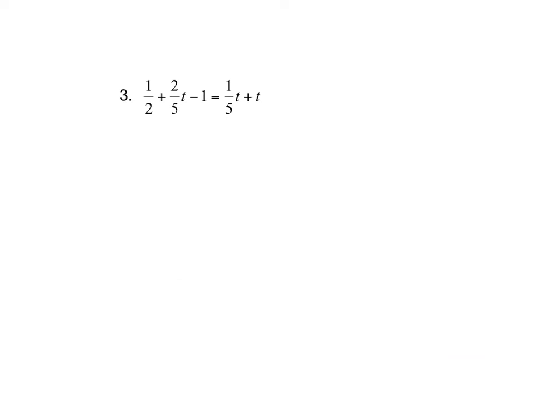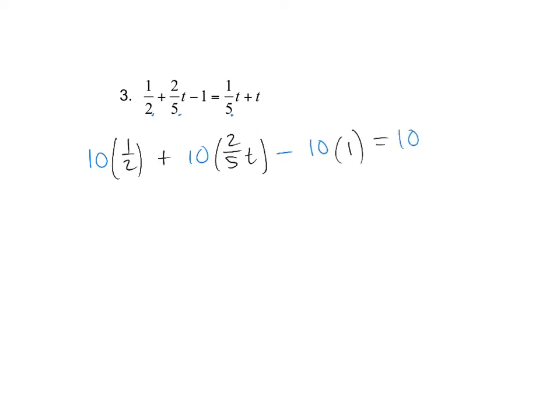Okay, I'm not going to do this whole thing for you, but I'll just show you what we would do. We'd look at the denominators. It looks like 10 would be what our common denominator would be. So we're going to multiply 10 times every single thing, 10 times a half, plus 10 times 2/5 t, and then 10 times 1, and 10 times the 1/5 t, and 10 times t.